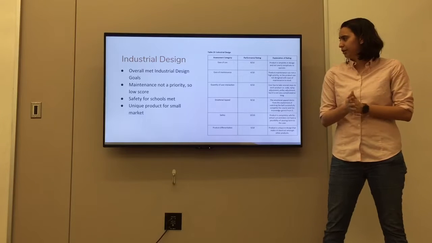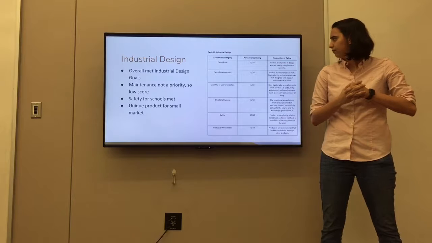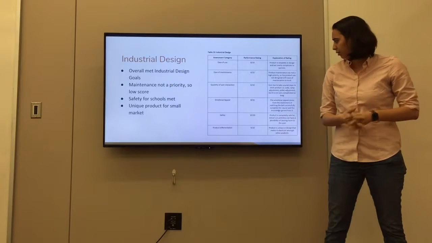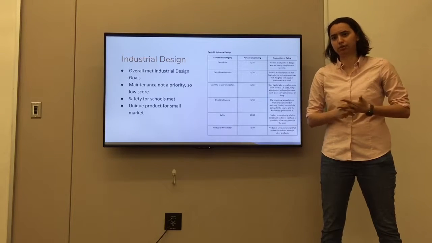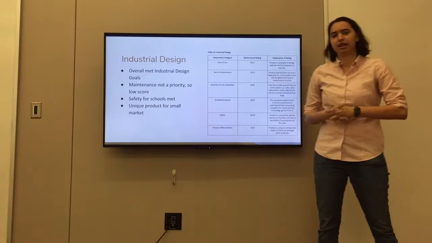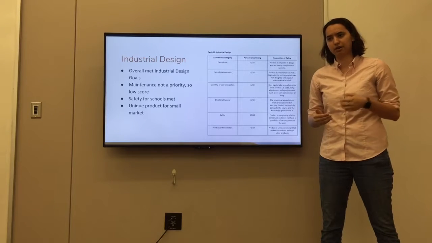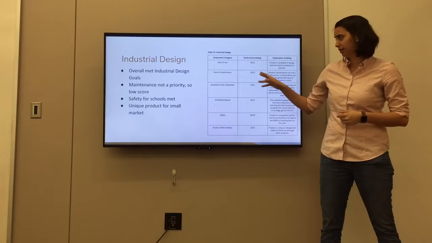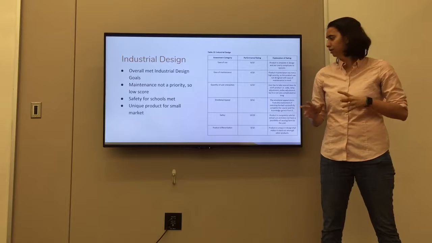And so then for the industrial design, as shown here, we assessed the industrial design with all these assessment categories. We found that overall we met the industrial design goals. The only low rating we had was the ease of maintenance, as that was not high priority in the beginning for the customers. Safety was the biggest thing. So we did not focus on making a product that would be easily repaired by replacing parts.